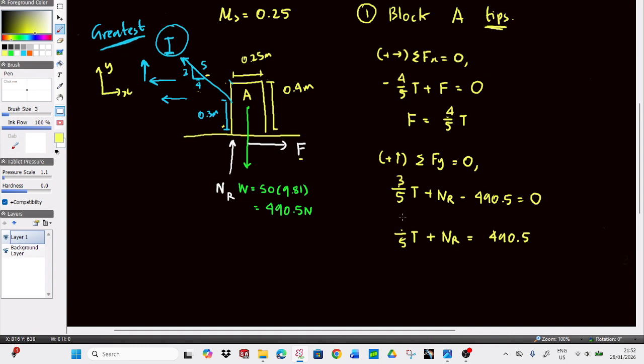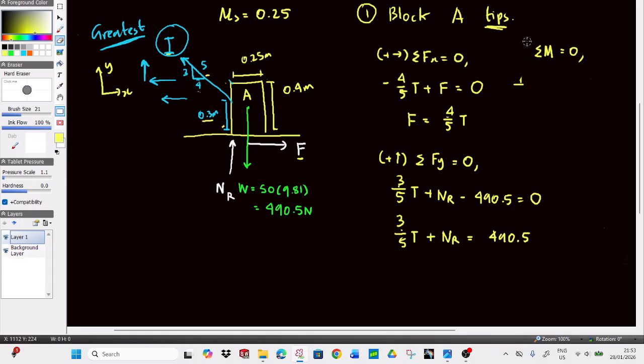4, 3, 3. Okay, so that's what we got so far. And now, if we take the summation of moments to be equivalent to 0, what we do know is that this F and this T will create a couple moment, causing the block to rotate in a counterclockwise direction.